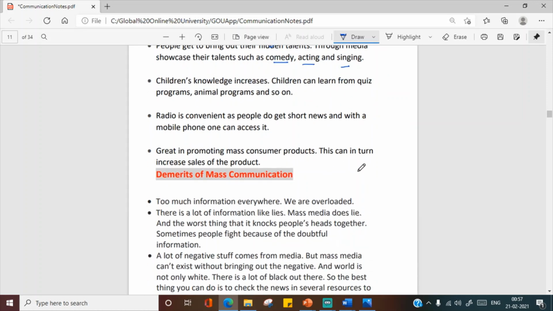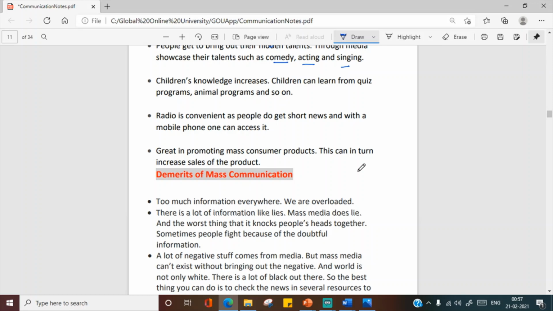Children's knowledge increases. Children can learn from quiz programs, animal programs, and so on. Radio is convenient as people can get short news with a mobile phone. With a mobile phone also one can access it.